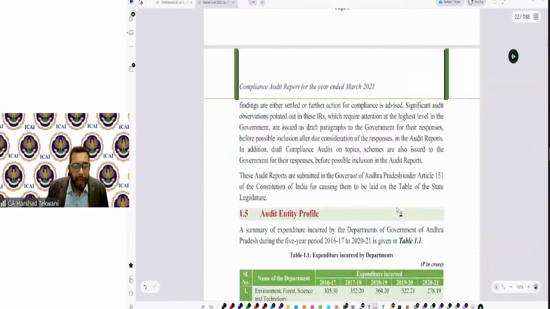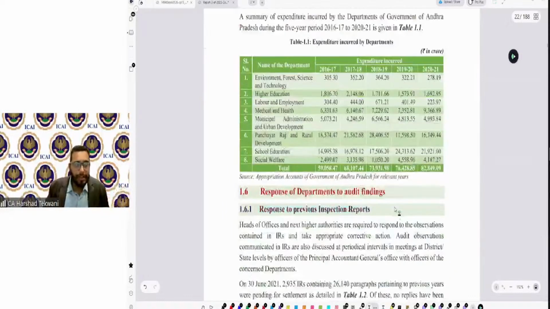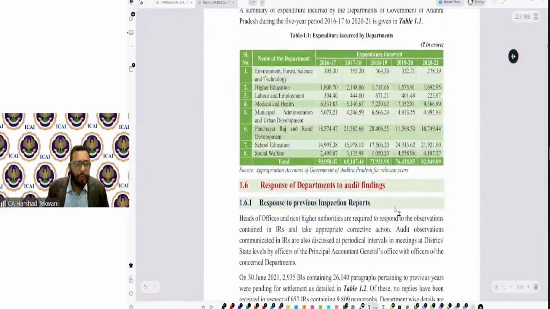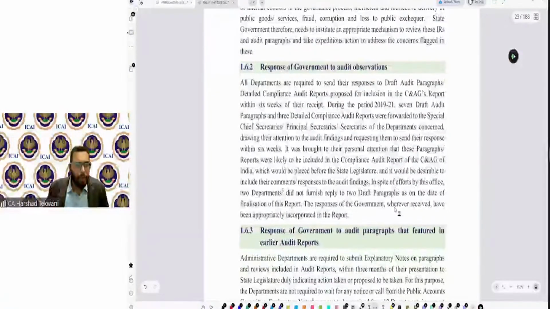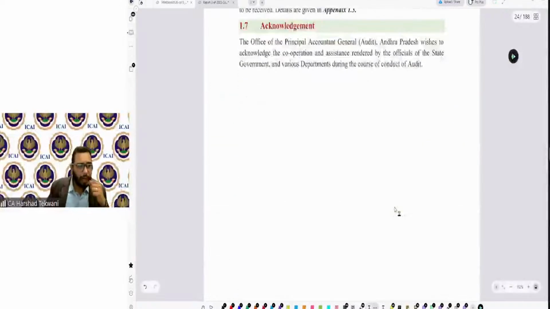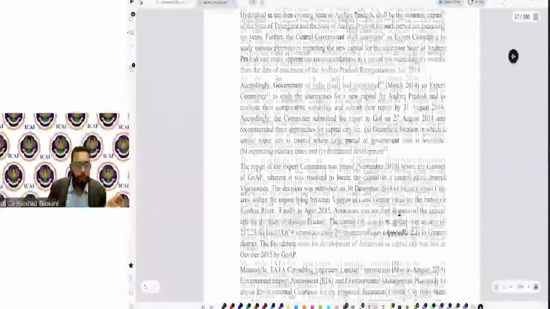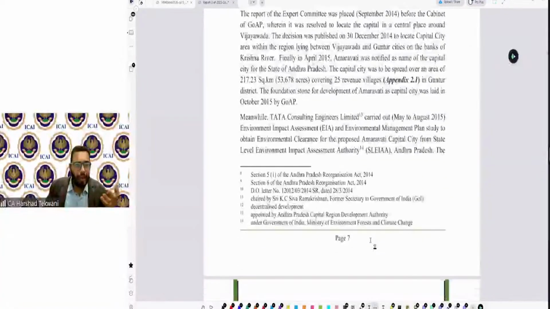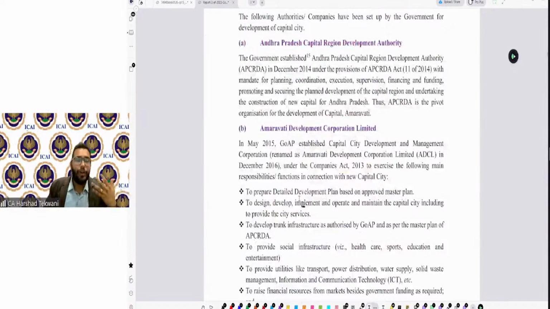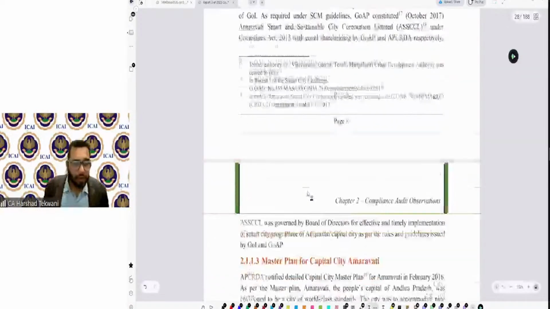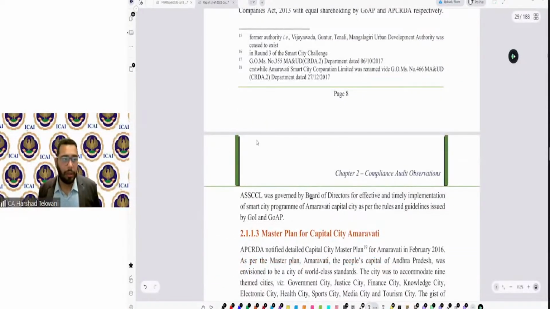Okay. So this is how a compliance audit is done, basically. And if you see, you will find detailed observations of the compliance audit. So you will have a detailed observation of various laws and regulations that were applicable, which were not complied with. Okay. So this is how the compliance audit works.